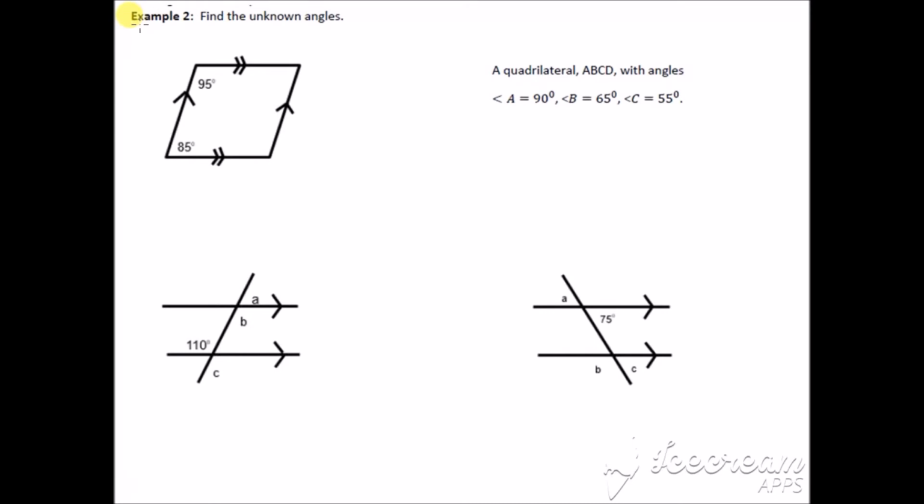Example 2, find the unknown angles. Okay, so this is just a mixture of different questions from the theorems that we just went over, and we're going to have to apply the theorems that we learned and solve for the unknown angles. Okay, so there are different ways to solve these.